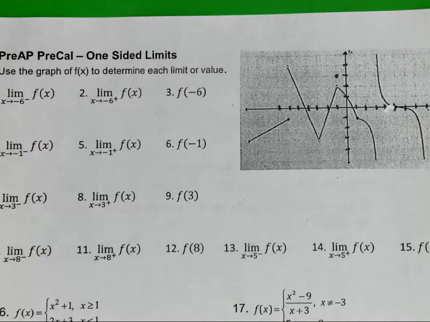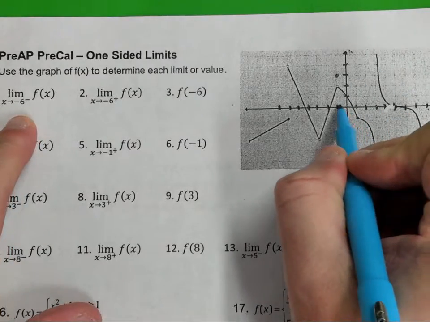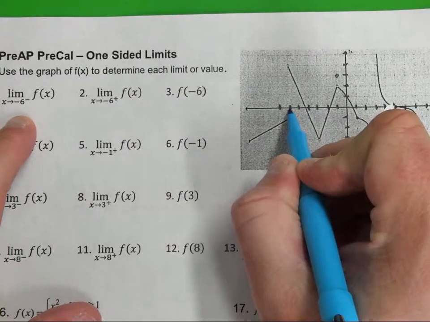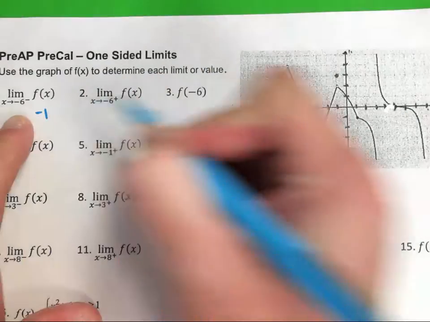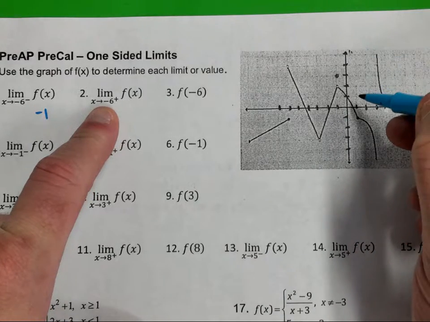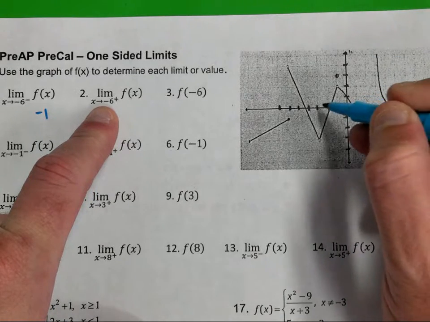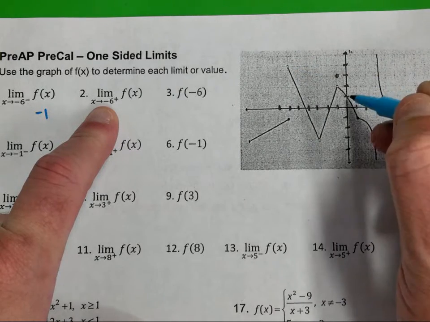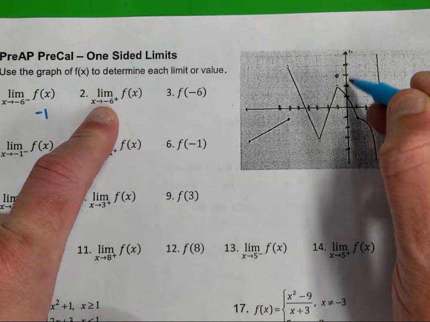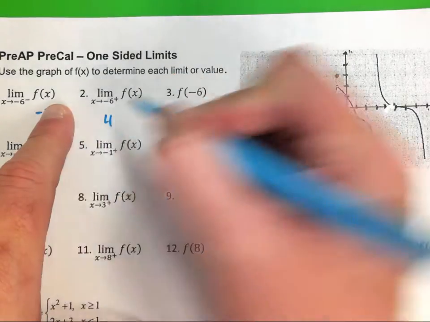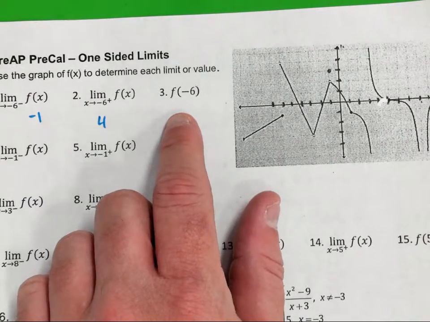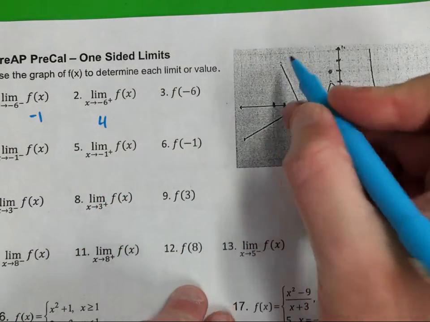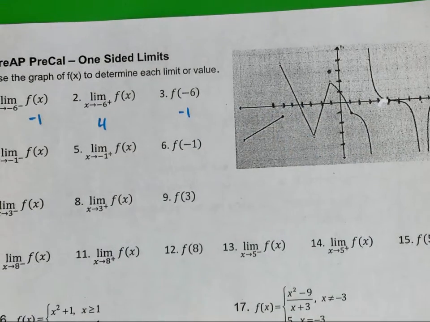The first one, I want the limit as x approaches -6 from what direction? Left. So I go to -6. It's right here. From the left, it's approaching what y value? -1. From the right, it's approaching what value, Conley? What value is this up there? 4. Very good. Now, we want to just know what is the f of -6 value. Would I choose the -1 or the 4, guys? -1. Very good.